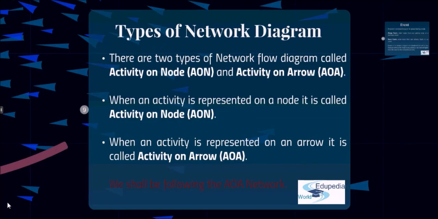We basically have two types of network flow diagram. One which is called as the activity on node, and another activity on arrow. When an activity is represented on a node, it's called activity on node, and when an activity is represented on an arrow, it's called activity on arrow. We shall be using the activity on arrow network, AOA network. Let's see how both of these differ.